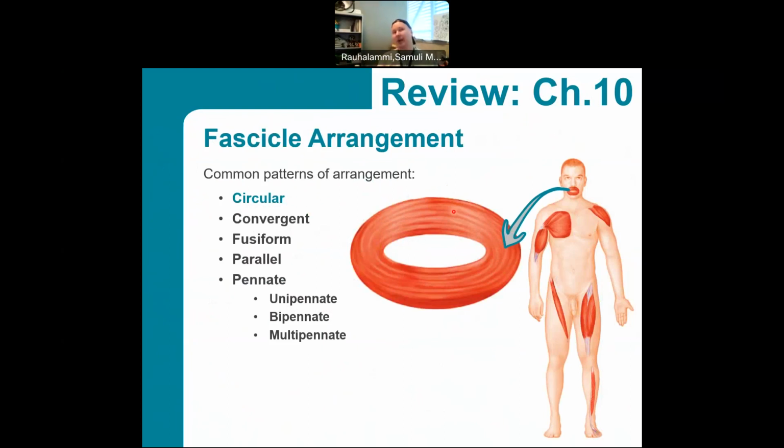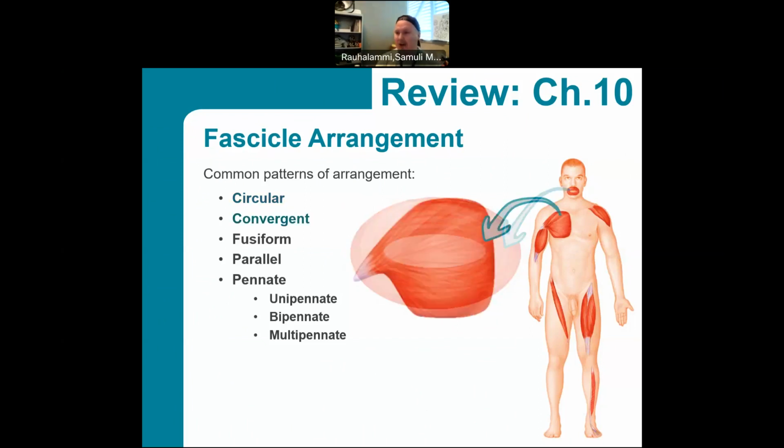We would have other examples, orbicularis oculi around the eye. So here we're seeing that these muscle fibers really form this circular appearance. So that might be convenient for us.